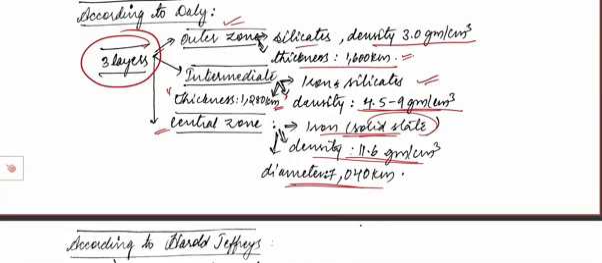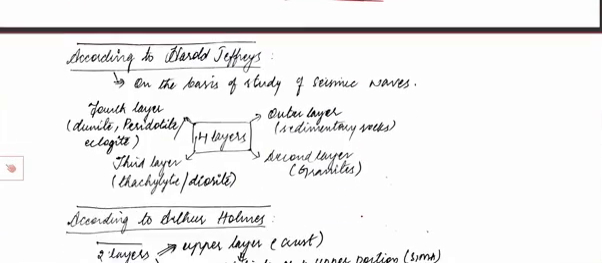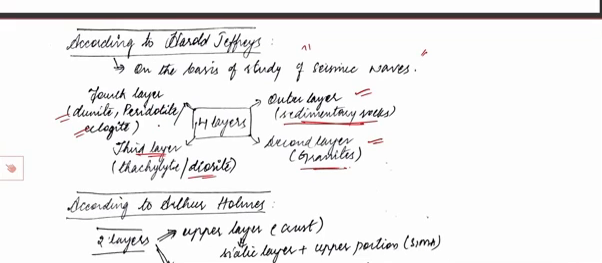According to Harold Jeffreys, on the basis of the study of seismic waves, he came to the conclusion that the earth's interior has four kinds of layers. That is, the outer layer mainly consists of sedimentary rocks, the second layer consists of granites, the third layer consists of diorite, and the fourth layer is of peridotite or eclogite. These are layers which consist of metals and minerals.